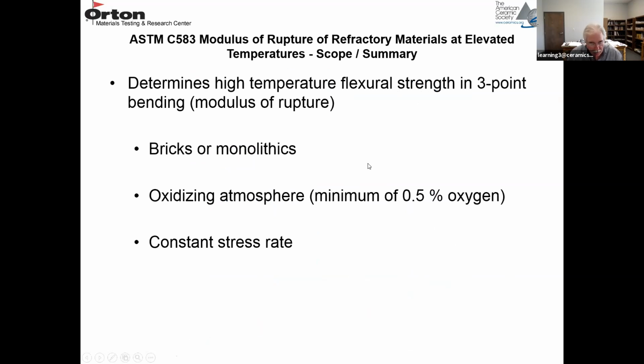So the 3-point bend strength test at room temperature, again, tells you how strong it is at room temperature, but it doesn't give you an indication of how well it holds up at high temperatures. So there's another test, C583, which is the MOR, or modulus of rupture at an elevated temperature. It's a 3-point bending test at temperature. You can do fired bricks or monolithics. You're generally running an oxidizing atmosphere, and you're doing this at a constant stress rate.